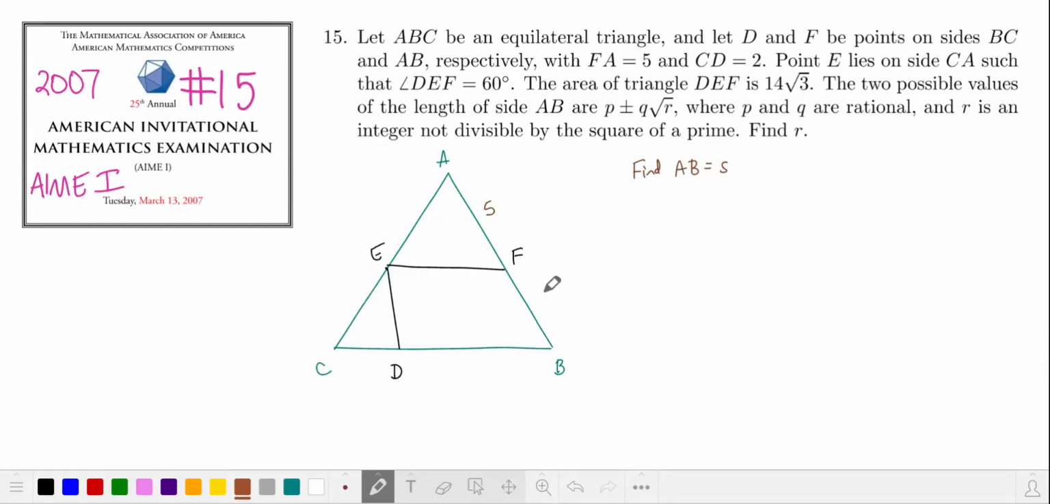AF is 5, so FB is S minus 5. CD is 2, this is S minus 2. We'll call AE X, so this is S minus X.